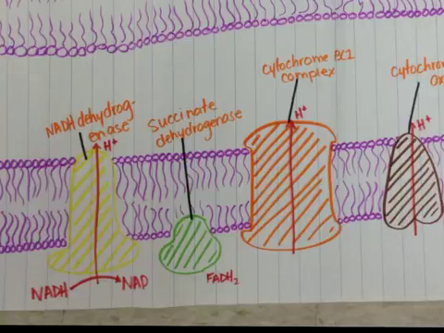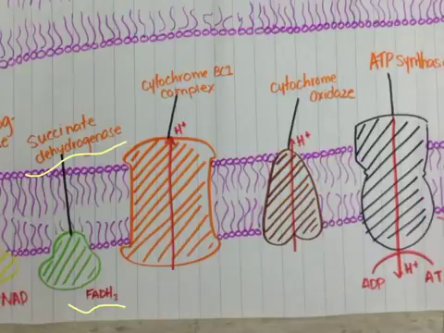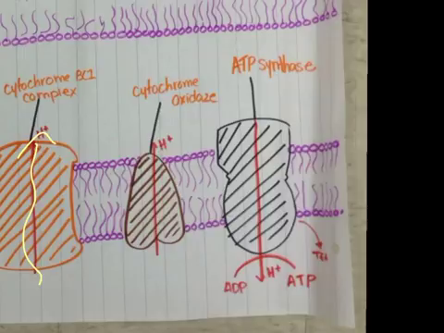In the first step, NADH binds to NADH dehydrogenase. FADH2 binds to succinate dehydrogenase, and the hydrogen ion enters the intermembrane space. Ubiquinone, or UQ, carries electrons from the NADH dehydrogenase to the cytochrome BC1 complex. The cytochrome C then carries electrons from the BC1 complex to the cytochrome oxidase. FADH2 starts at the succinate complex.